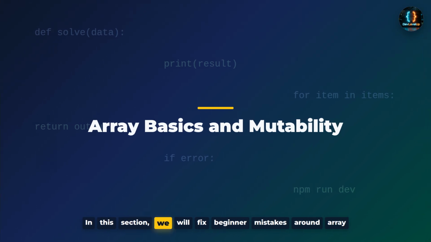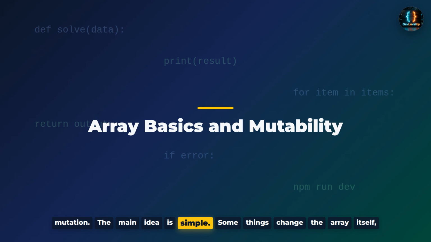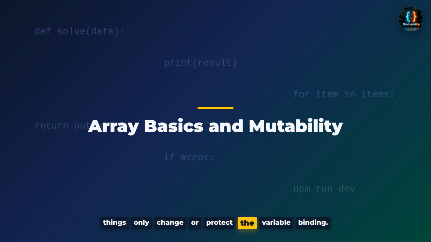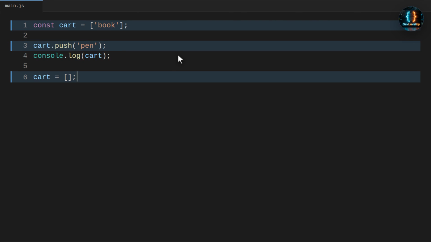In this section, we will fix beginner mistakes around array mutation. The main idea is simple. Some things change the array itself, and some things only change or protect the variable binding. A shopping cart is a good place to see this bug. We create the cart with const, push a new item into it, and then try to replace the whole cart. Now we run the script and watch where JavaScript complains.